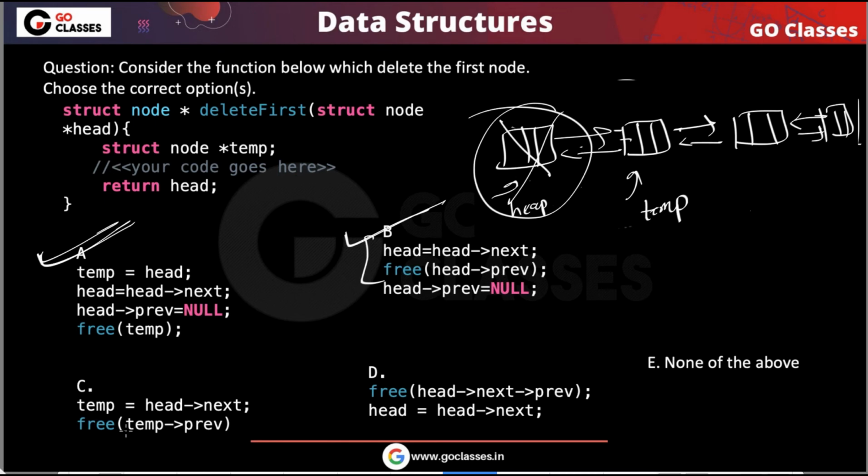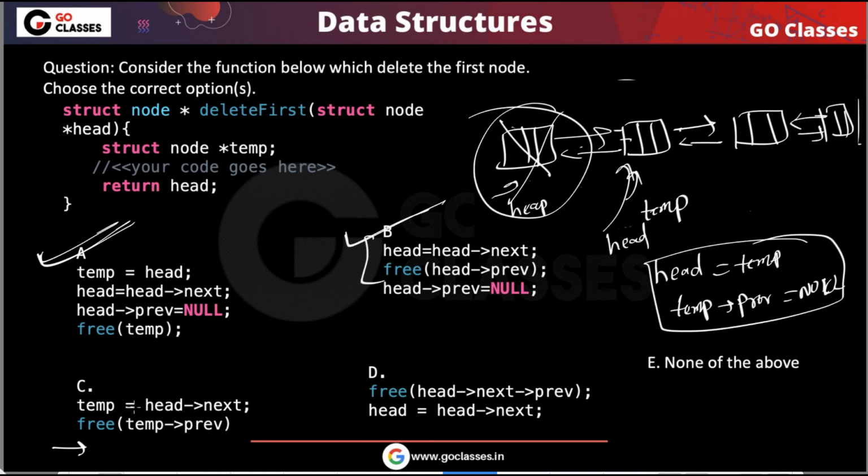This could have been the correct code if it were complete. If I can add something here, then it could be the complete code. Maybe I can just add head equal to temp. Yes, it will work. So I will ask the head to point here, and this is freed, and I will also ask the head previous, or the temp previous, to be null. If I add these two lines, then I think this will be a complete code. So you can say it is an incomplete code. If you add these two lines also here, then it will be a complete code. Anyway, let me analyze option D.